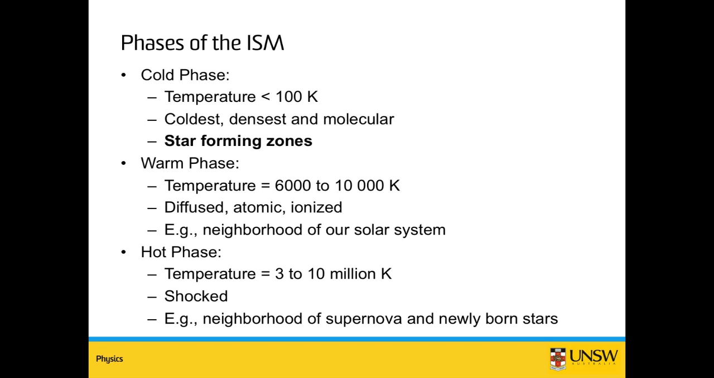Warm phase, the temperature is 6,000 to 10,000, I think it should be, Kelvin. It is more diffused, ionized and atomic. And you can find this warm phase near our solar system, the neighborhood. And hot phase, the temperature is 3 million to 10 million Kelvin. Due to shocked gas, we can find this hot phase, and shocked gas is really very high temperature. And you can find this near the supernovae and newly born stars, which are really very hot.